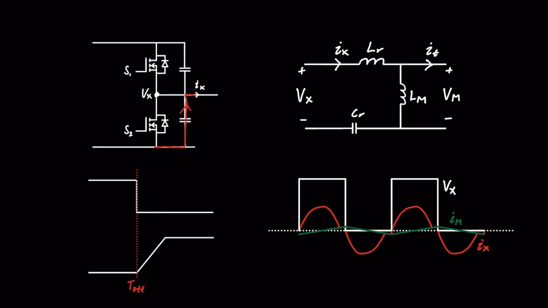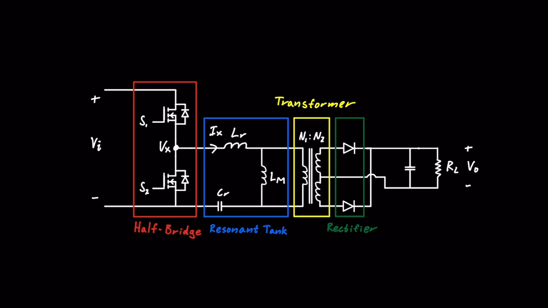In this video, I will show you why we get zero voltage switching on the primary side of the LLC. This only occurs when Ix is not equal to 0 when we switch. I will afterwards explain to you why it's like that. So first I want to show you the LLC converter.